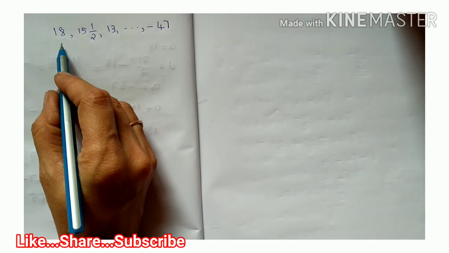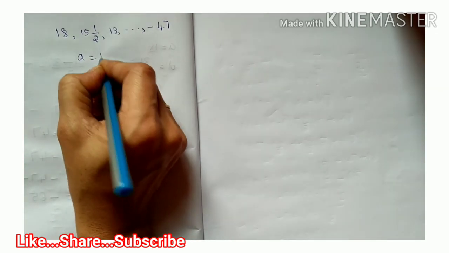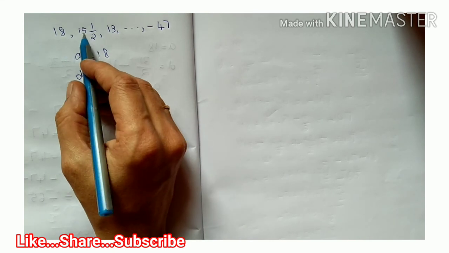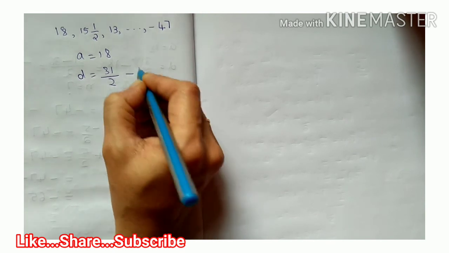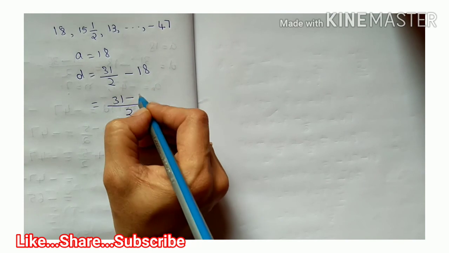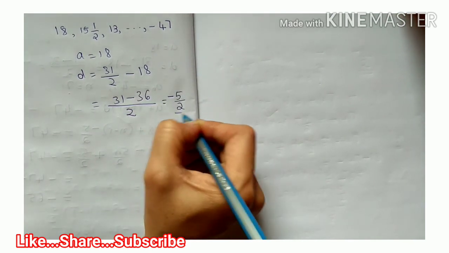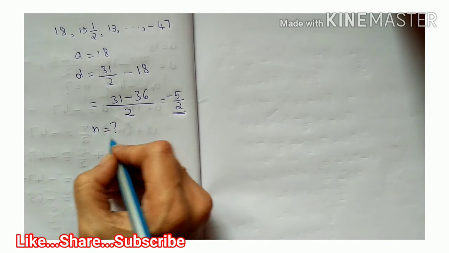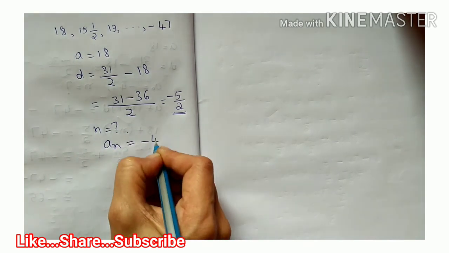Find the number of terms of the second AP. Here the first term is 18. Common difference is second term minus first term. 15 1 by 2 is 31 by 2, minus 18. 2 is the LCM. 31 minus 18 into 2 is 36, so it is minus 5 by 2. Find the number of terms. So n is equal to how much? Here an is minus 47.